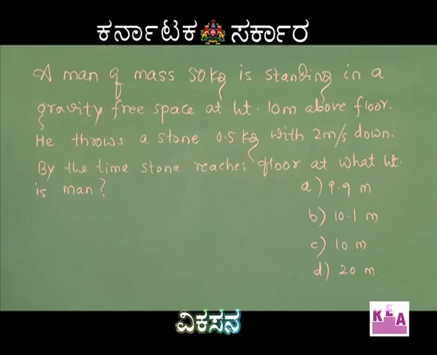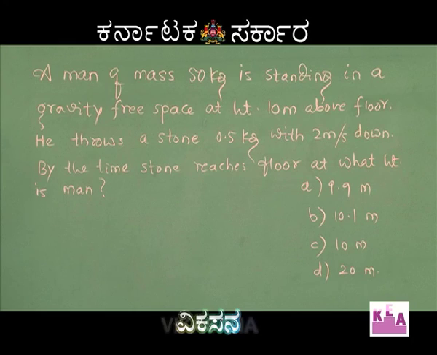There is a problem on conservation of momentum again, conservation of linear momentum. Let me read the problem. A man of mass 50 kg is standing in a gravity free space at height 10 meters above the floor. He throws a stone of mass 0.5 kg with 2 meters per second in the downward direction. By the time the stone reaches the floor, at what height will be the man? That is the question given.